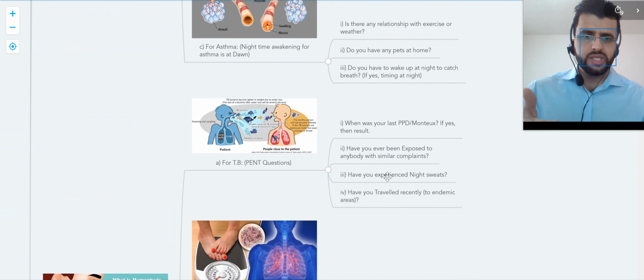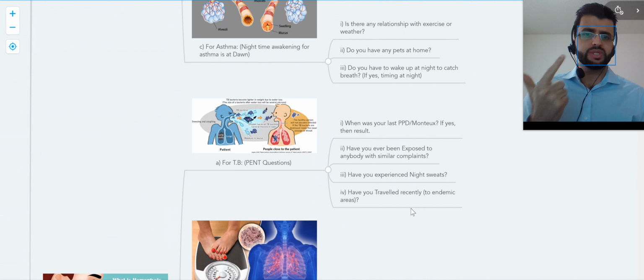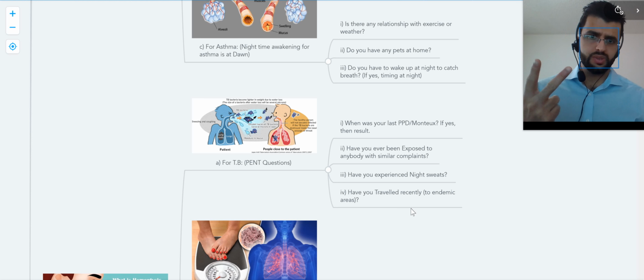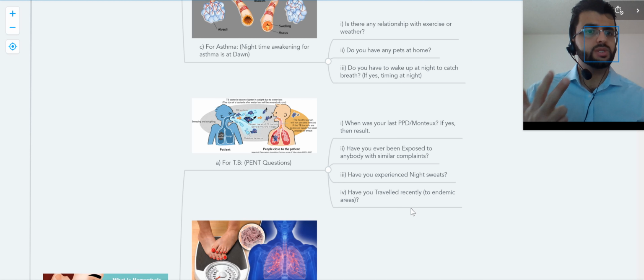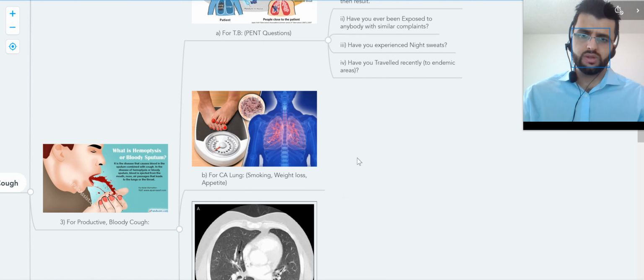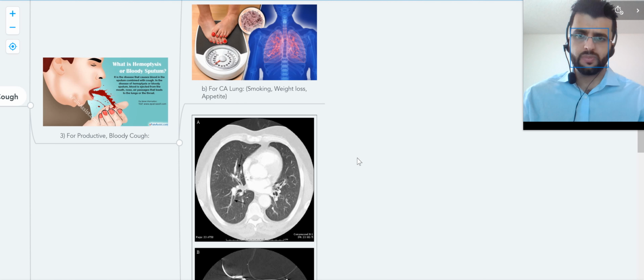So for TB, what do we ask? We ask, when was your last PPD test? Yes, the result. Have you been exposed to anybody with similar complaint? Because PPD, we ask if they have latent TB. Sick contacts, this is important. Have you experienced any night sweats? And have you traveled recently to endemic areas? These are the four things we ask about.